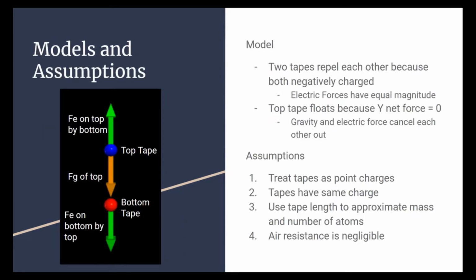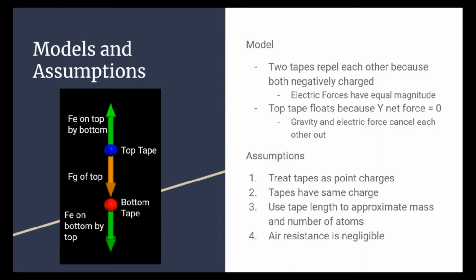Once we completed the lab procedure, we created a model to represent the two tapes and the forces between them. We noticed that the two tapes repel each other because they're both negatively charged, and therefore from Coulomb's law we can see that the electric forces have equal magnitude. We also notice that the top tape begins to float, and therefore the net force in the y direction is 0 because gravity and the electric force cancel each other out.